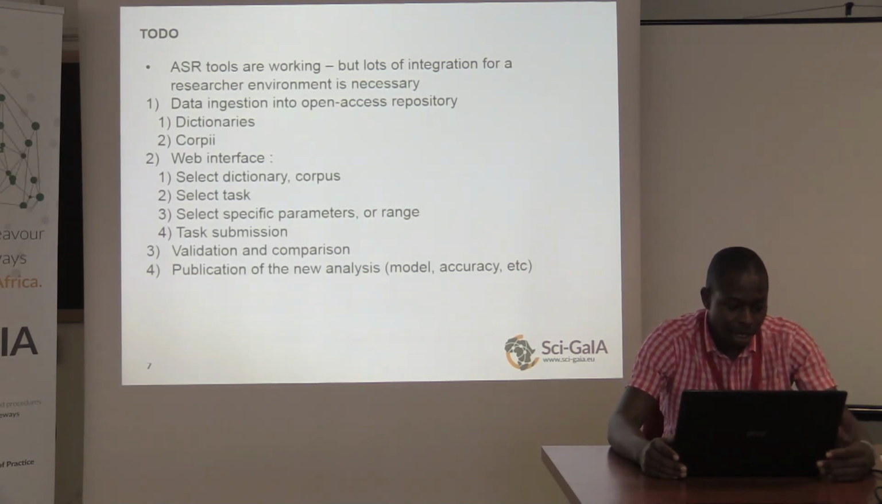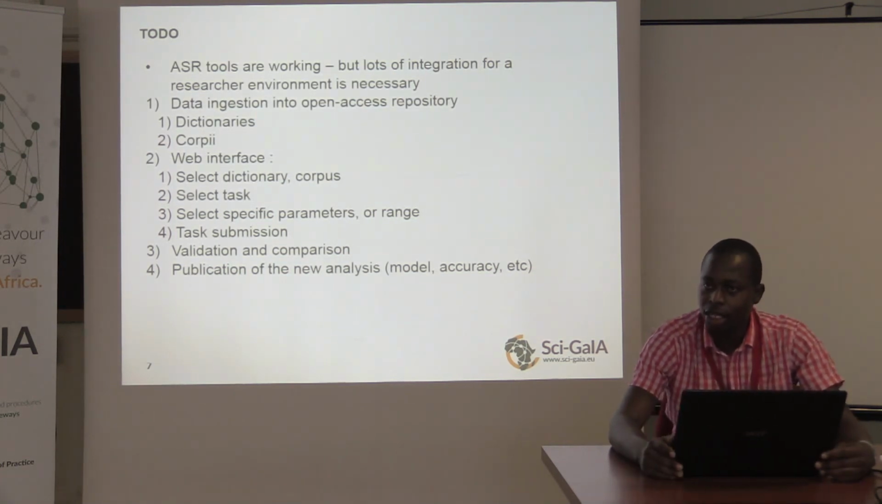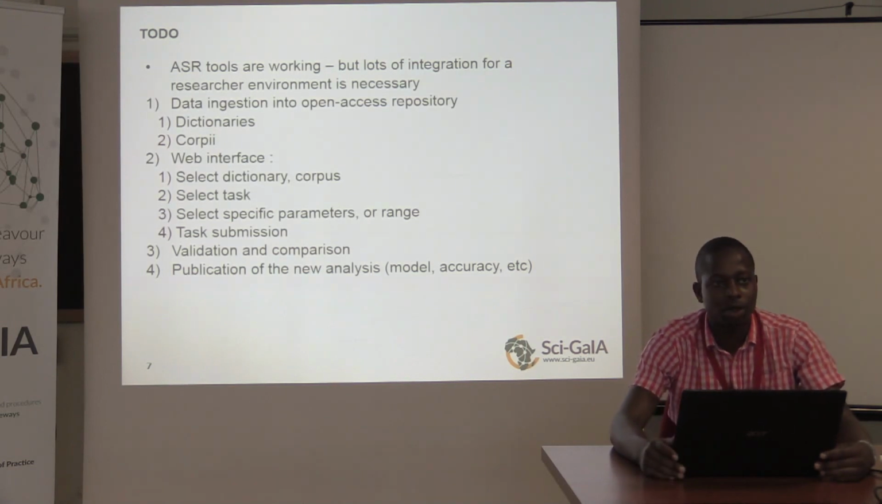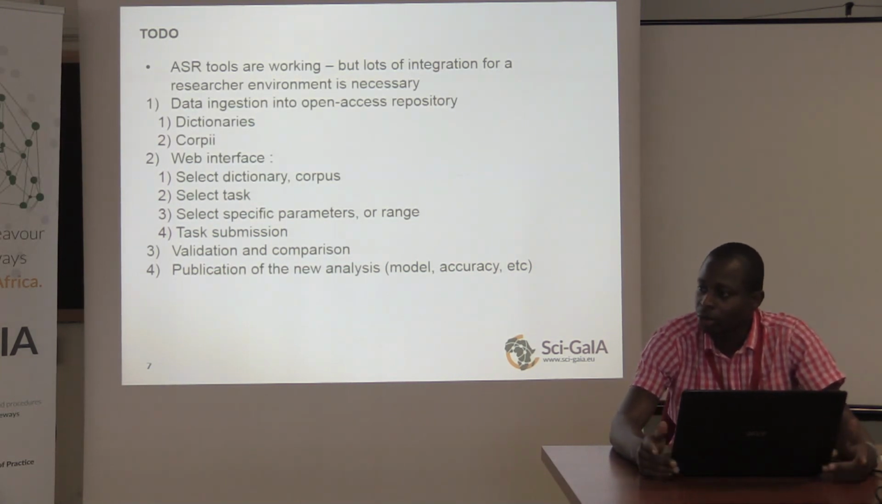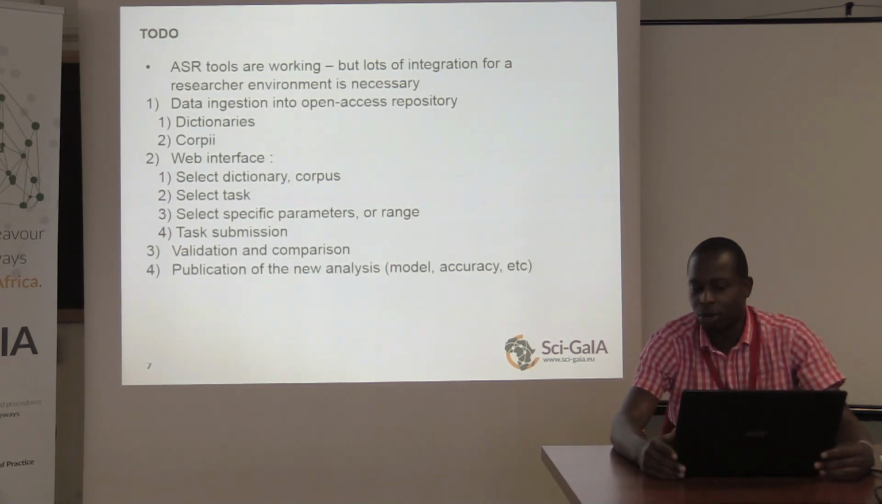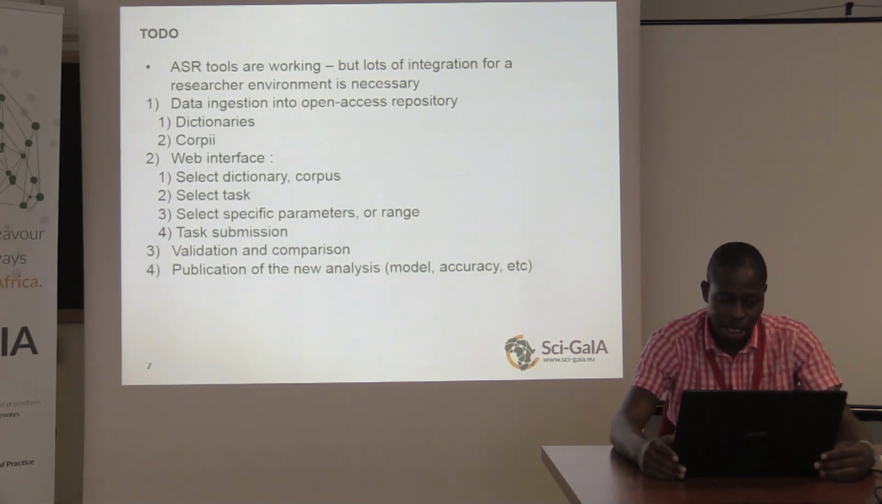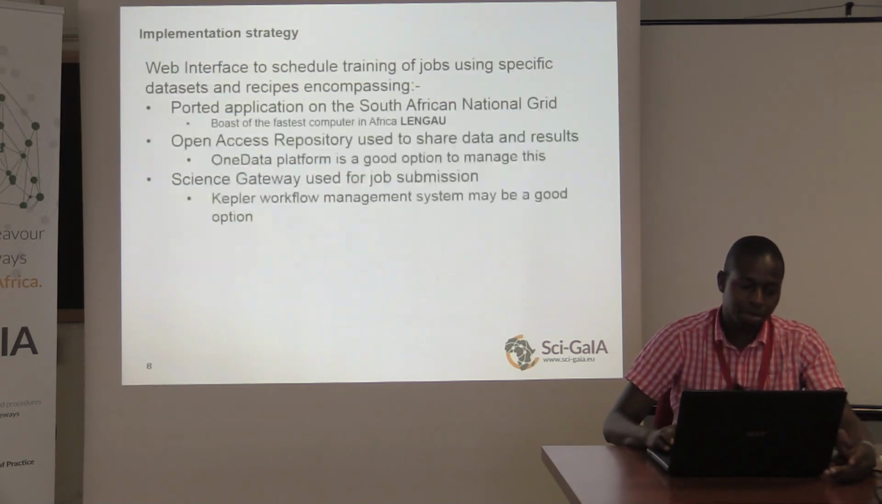Of course, most importantly is the publication of new analysis, the new models, the new accuracy. In automatic speech recognition, you're worried about the accuracy of the system to do the recognition. So a higher accuracy means that the system performs better, it can recognize almost anything. So we need to be able to improve on that. But if we publish it, then of course we can always improve it and build on what's there already. So these are some of the things that need to be done.